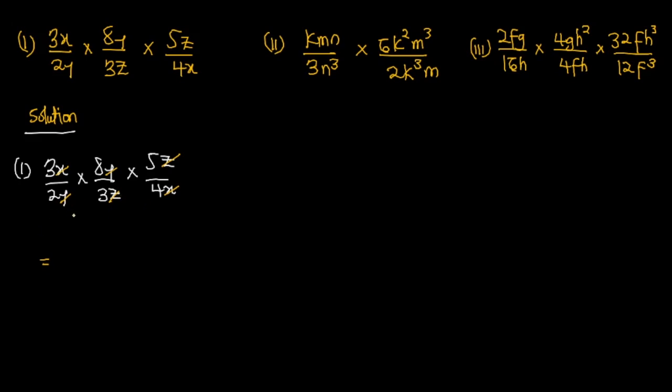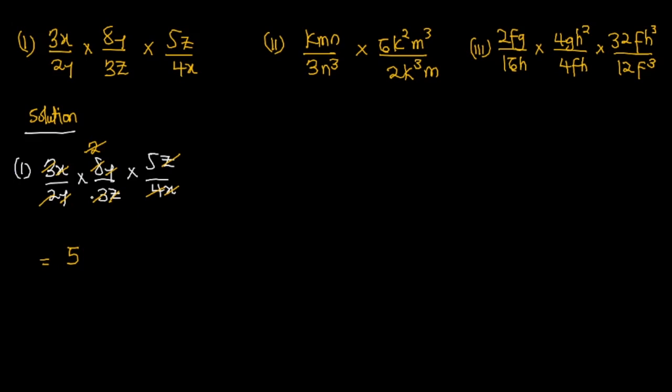Still from here, I can cancel this 3 with this 3 over here. I can cancel this 4 with this 8, but to be left with 2. So 4 will go into 8 2 times. And then I can cancel this 2 with this 2 now. So I'm only left with 5 at the top over here. So straight ahead, my answer is 5. So this is how easy it is when you have fractions and they are multiplying each other in algebraic expressions. You can cancel things out. Just take your time and do the cancellation.